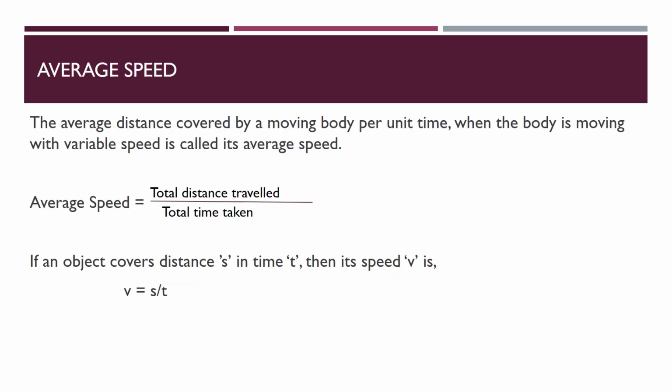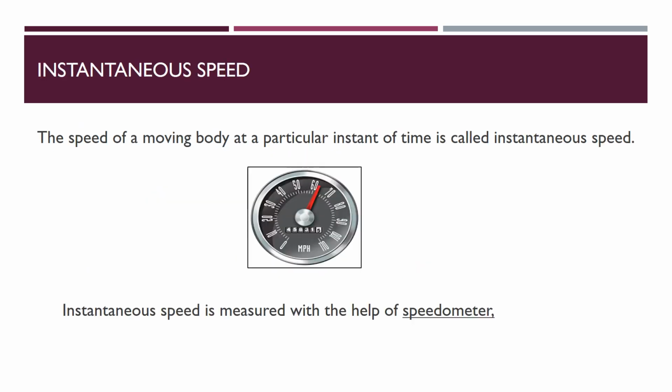Now let's see what we mean by average speed. In practical life, most bodies move with non-uniform speed. For example, when you drive from your house to school, you change your speed from time to time depending upon the road conditions. In such a situation, what is the speed of your vehicle? We can calculate the speed by dividing the total distance by the total time taken. This is average speed. Next comes the concept of instantaneous speed.